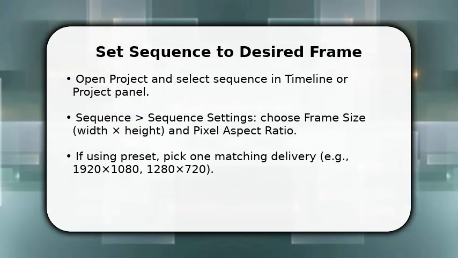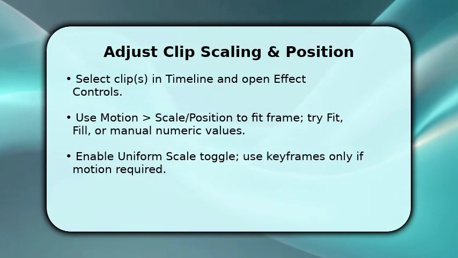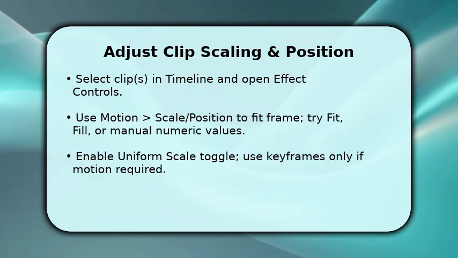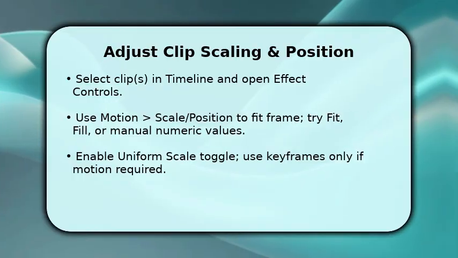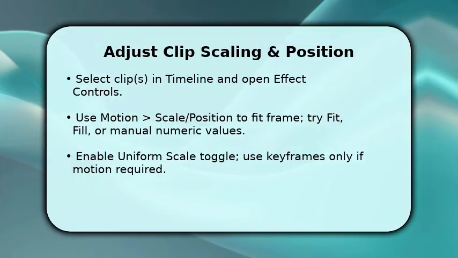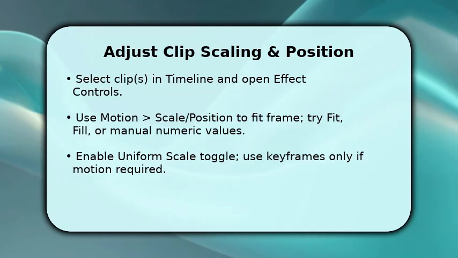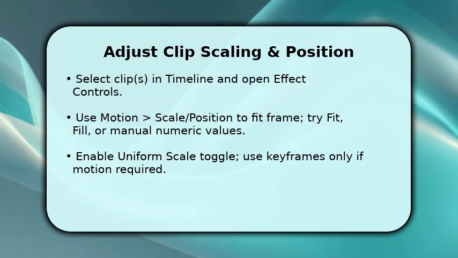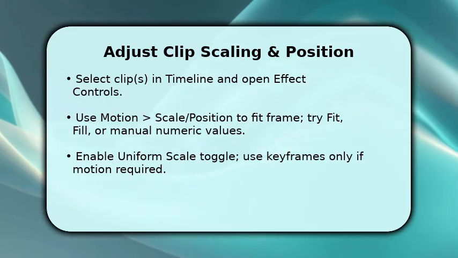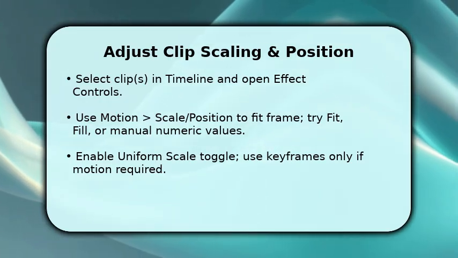Now adjust individual clips to match the new frame size. Select a clip, open Effect Controls, and use Motion Scale and Position to fit or fill the frame. Fit leaves black bars, fill crops edges. You want consistent uniform scale unless you intentionally stretch. For precise control, type numeric scale or position values. For animated changes, add keyframes.